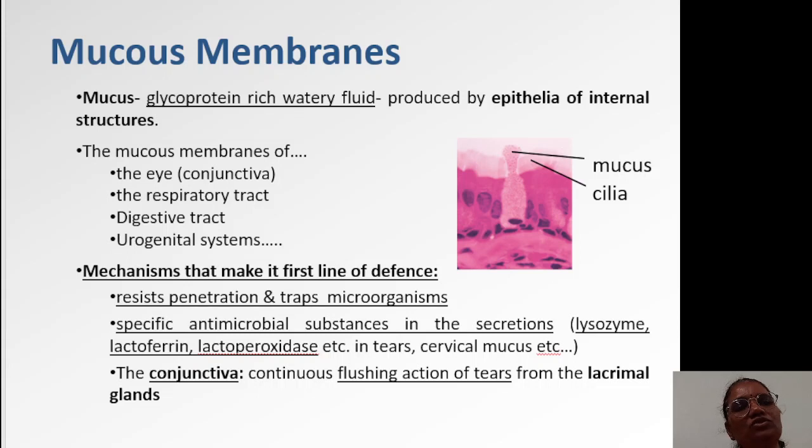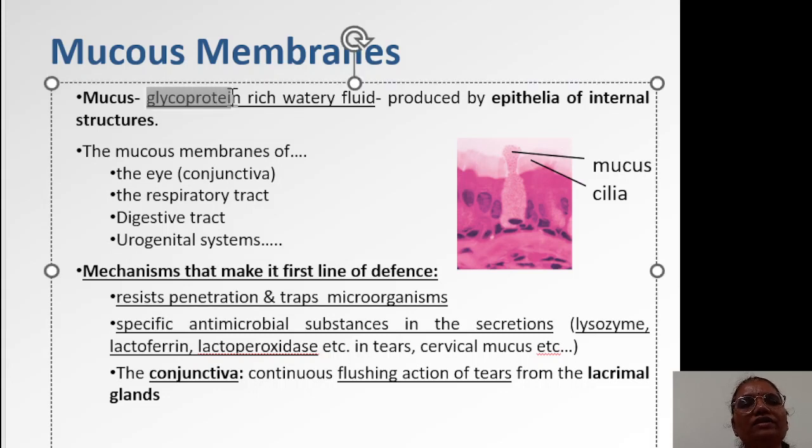Moving next to the mucous membrane. It is a thin layer constantly present in the inner channels, or we can say the inner organs of our body, right? Basically, it is a glycoprotein-rich fluid, which gives it a thick consistency, and that consistency allows it to act as a blanket over the inner epithelial lining.